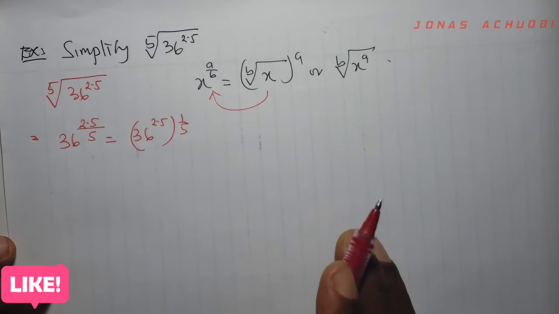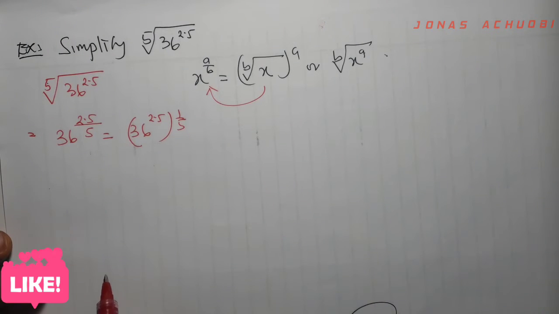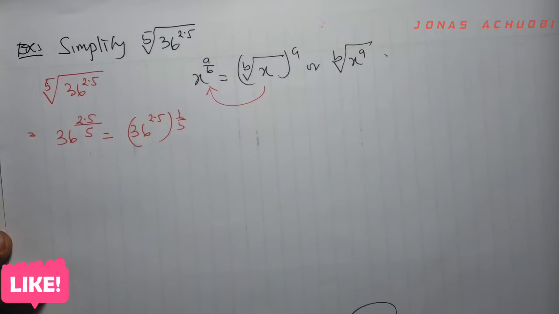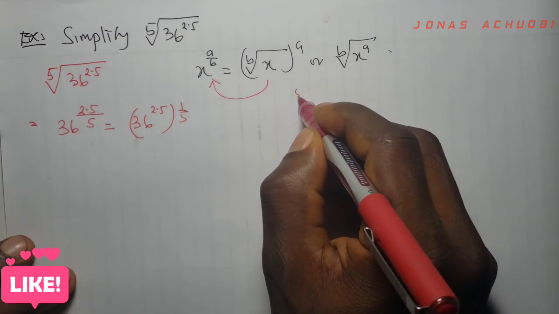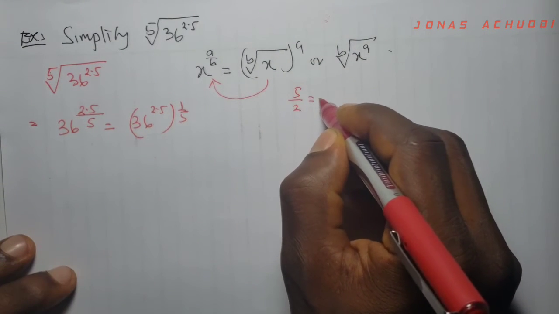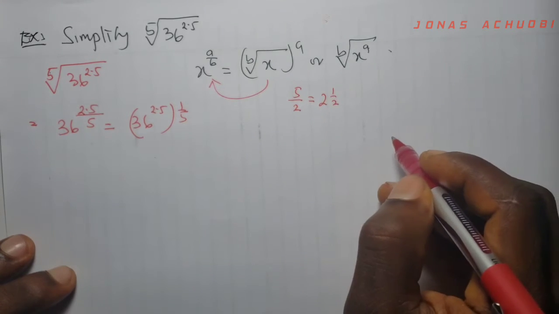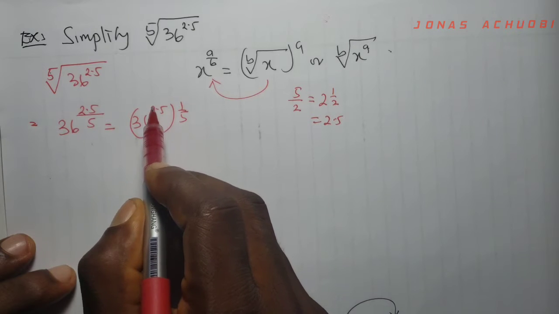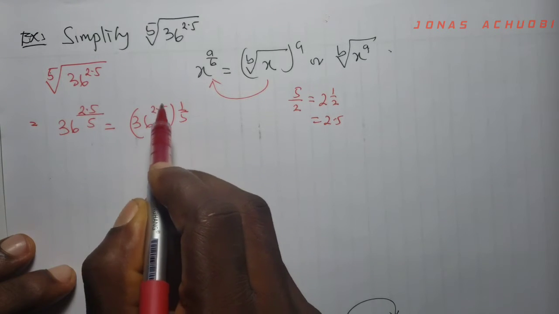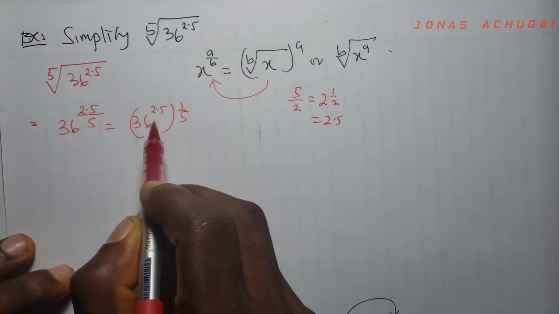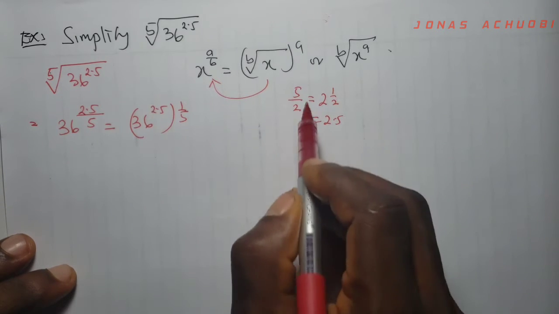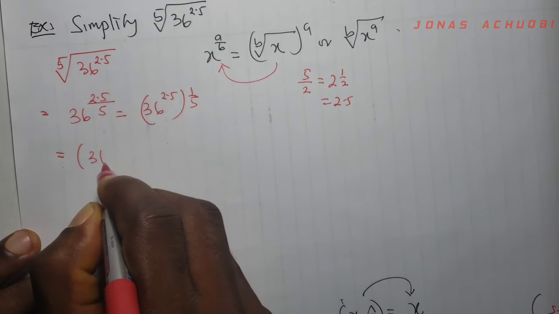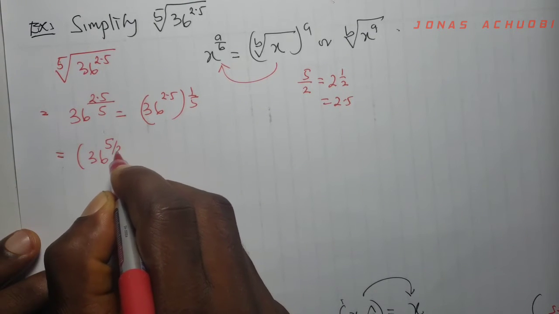So these two things mean the same. And I'll go ahead and say, okay, I want to change this 2.5 to something else. Now I know that if I divide 5 by 2, this will give me 2 and 1 over 2, which is the same thing as 2.5. So there's a fraction that gives birth to this decimal. I want to avoid using this decimal as much as possible. And what fraction is that? 5 over 2. So I want to rewrite this again as 36 raised to the power 5 over 2.